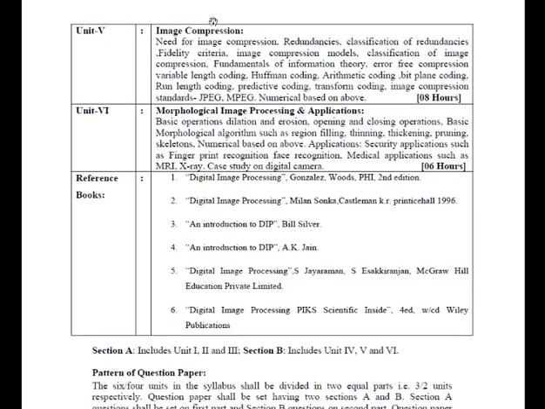So unit 5 is nothing but image compression. Compression means reducing the size. Like when we want to upload any file or photo, and it is not accepted by a website, what we do is reduce its size. In the same way, image compression is nothing but reducing the image size on the basis of pixels.